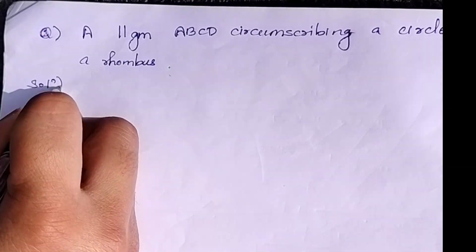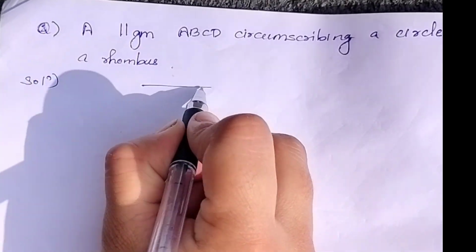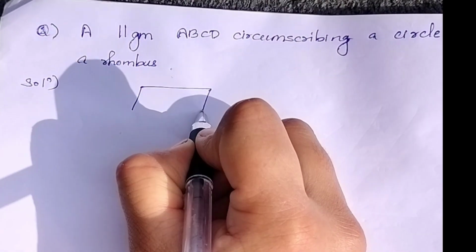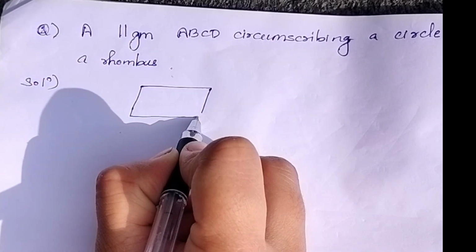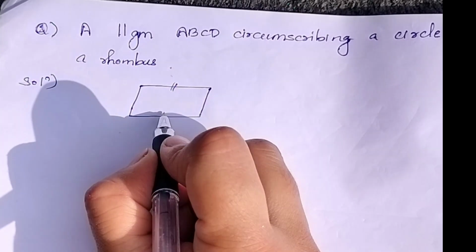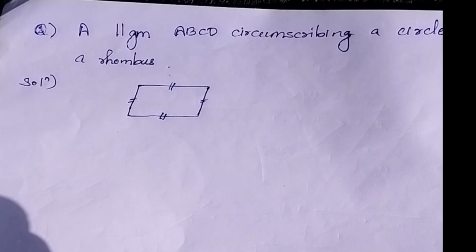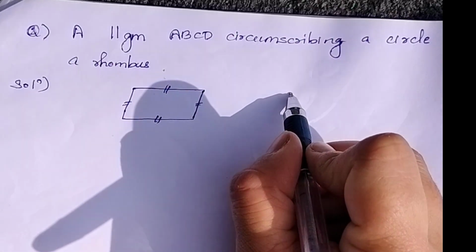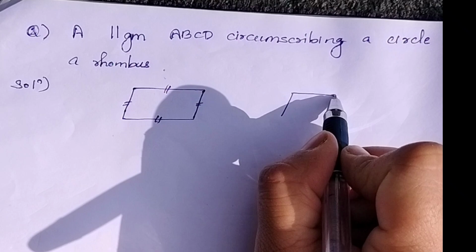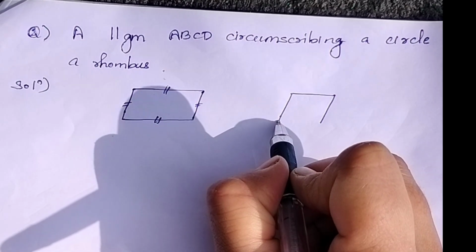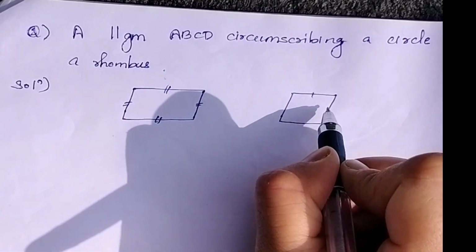First you have to know that a parallelogram is a four-sided figure, a quadrilateral, whose opposite sides are equal and parallel. Whereas a rhombus is a type of parallelogram whose all four sides have the same length.